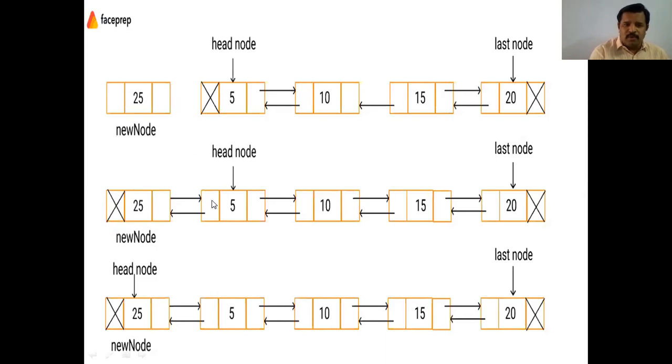So this points to the address of 25, and now 25 is the first node in the linked list, so the previous part of the first node should be null, right? And the first node address is stored in the head pointer. So in this way we can adjust the pointers after inserting a new node into the double linked list.